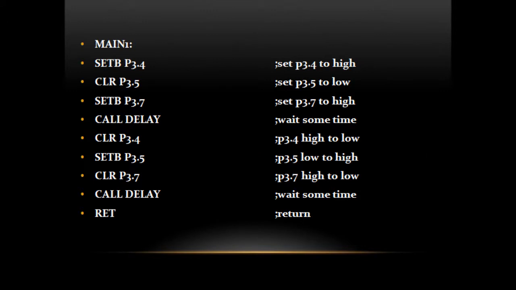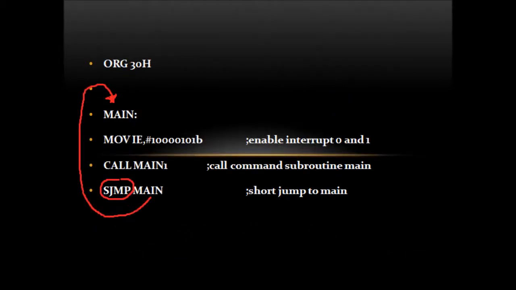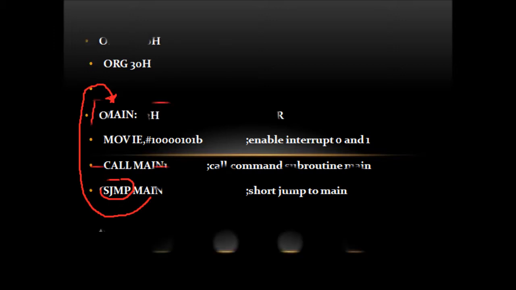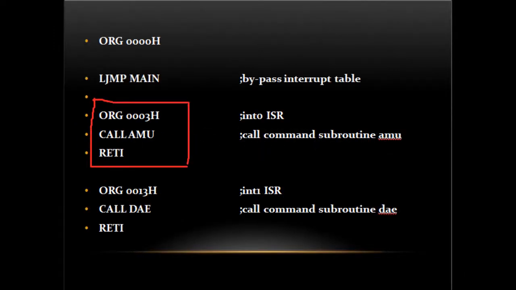At the end of main1 program, ret is used. Ret is needed as the last instruction of every subroutine to transfer control back to the caller. We use a short jump to repeat the process and stay in here until interrupted by either of the 2 interrupts. This is for the external interrupt 0 with a handler of 0003 hex.